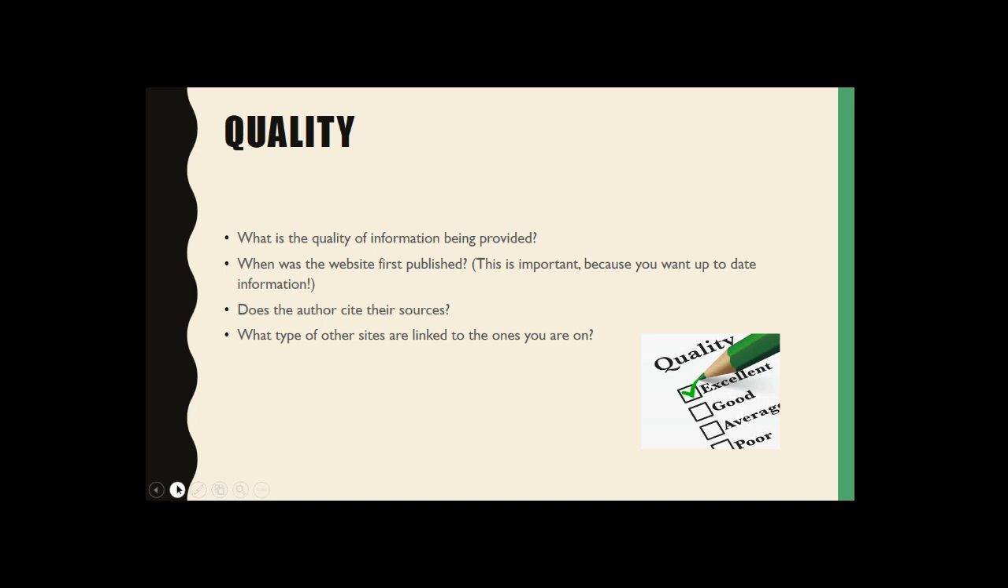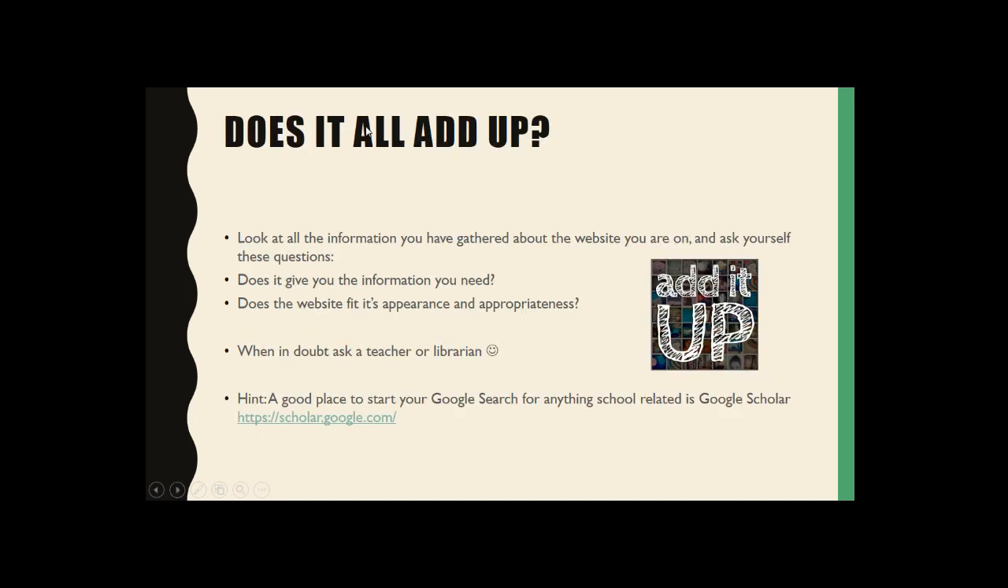Okay. And then, does it all add up? Look at all the information you gathered about the website you're on and ask yourself these questions. Does it give you the information you need? Does the website fit its appearance and appropriateness? When in doubt, ask a teacher or a librarian to help you decide if a website is reliable enough. Hint, a good place to start a Google search for anything related is to use Google Scholar. That'll pull up more scholarly articles, so that's a good place to always start for your research.